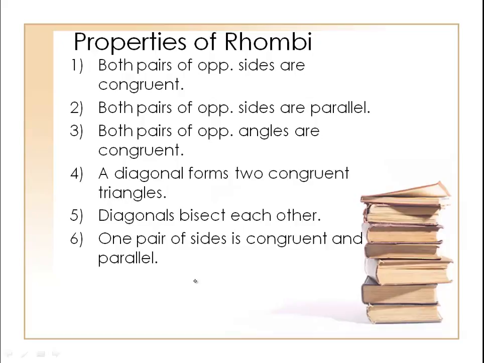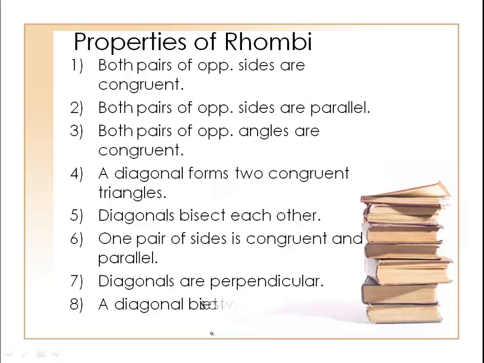We have 3 new pieces that would be added in. One is that diagonals are perpendicular. Notice this doesn't say diagonals are congruent. That's only for a rectangle. Diagonals are perpendicular, meaning when they intersect each other, they form a right angle. The next piece is that a diagonal bisects 2 angles, meaning it bisects the angles that are across from it. I'm going to show you some examples in just a second that show you what that's saying.